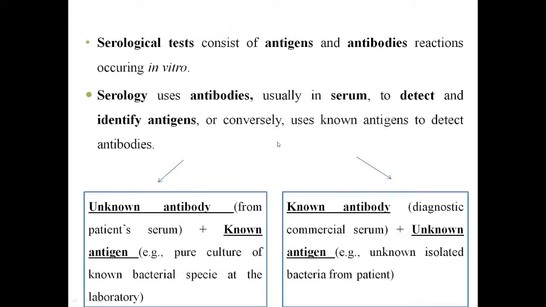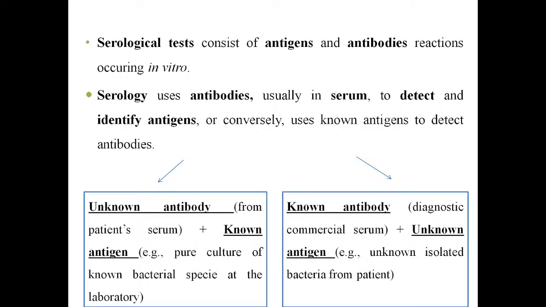In diagnosis of infections, we use serological tests. Serological arises from serum. Serum is the part of the blood that lacks red blood cells and other blood cells. What are serological tests? They consist of antigen and antibody reactions occurring in vitro. So it is a reaction of antigen and antibody that is used in the laboratory.